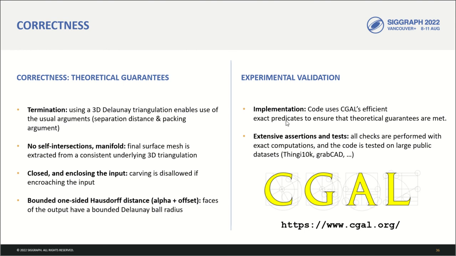We perform extensive assertions and tests. All checks are performed with exact computations, and the code is tested on large public data sets such as Thingi10K, GrabCAD, and you can already find the component on the website of the CGAL library.